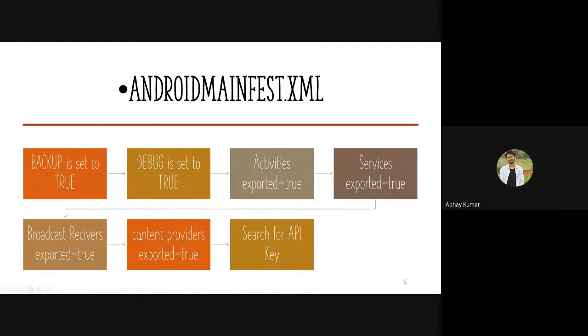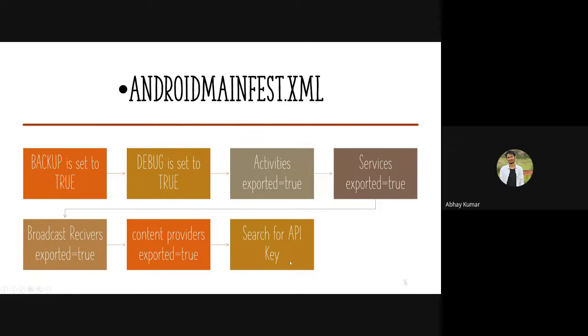Then coming to content provider. I told you at the start that a content provider is nothing but a database. So if you can run a query on the content provider and see the data and shared preferences files from the browser, then exploiting this content provider is going to be a critical vulnerability.